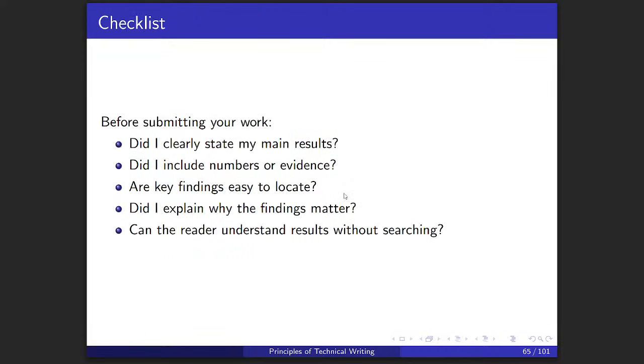So, the checklist for this particular topic. Did I clearly state my main results or not? Did I include numbers or evidence or not? You need to check it. Are key findings easy to locate or not? Did I explain why the findings matter or not? Can the reader understand results without searching or not? So these things can be addressed by using this particular topic.